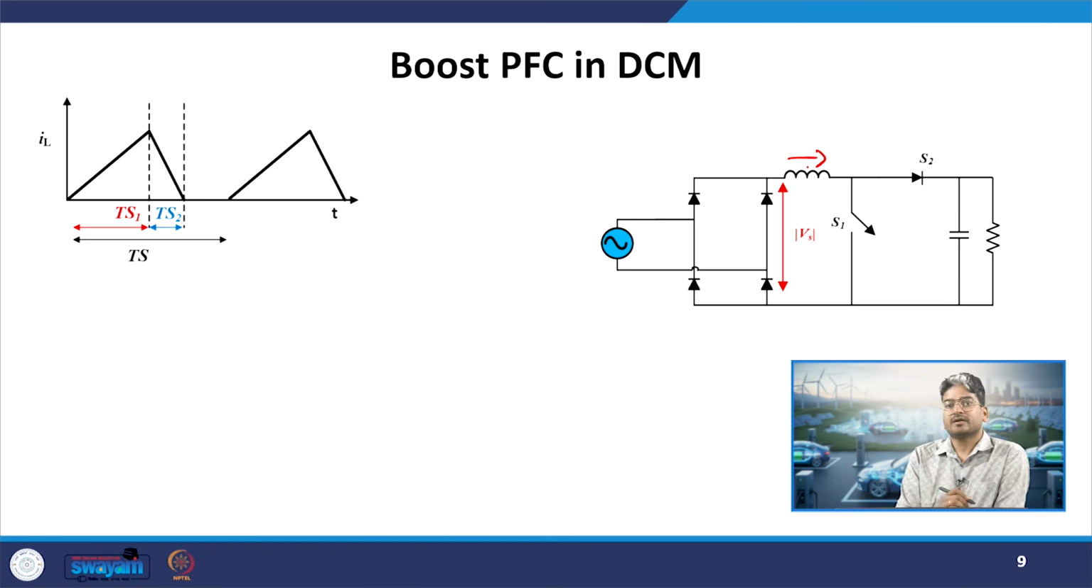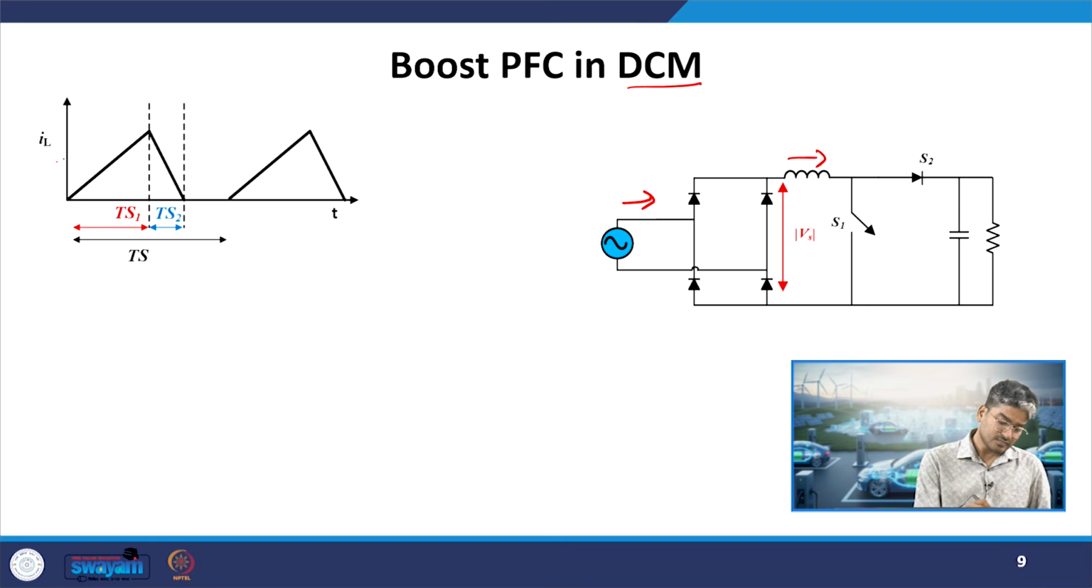So, we can have the complementary operation of the boost PFC, that is in the DCM mode, discontinuous conduction mode, where the inductor current will be discontinuous in this case. Okay. So, can we still maintain our requirement that we wanted almost unity power factor over here, or that the input current drawn should be sinusoidal? Okay. So, we will check that through analysis.